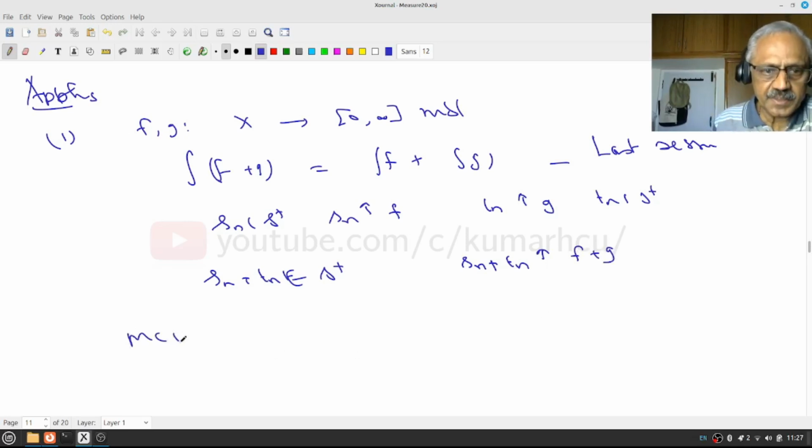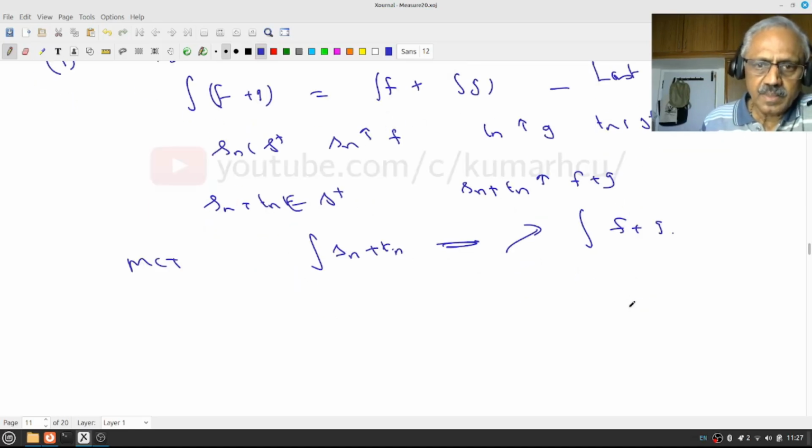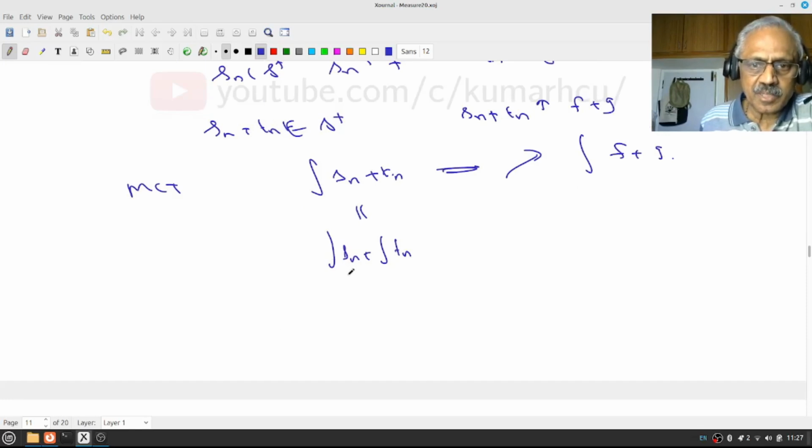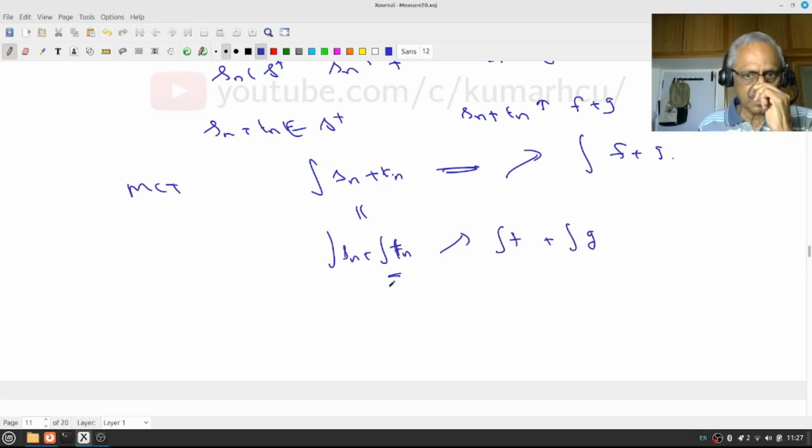Therefore by MCT, integral of Sn plus Tn increases to integral of f plus g. By the additivity property of the integral on positive simple functions, this is nothing other than integral Sn plus integral Tn. By monotone convergence theorem, integral Sn increases to integral f, and integral Tn increases to integral g, and therefore the sum of these sequences converges to this. But the limit is unique, that means these two are equal.